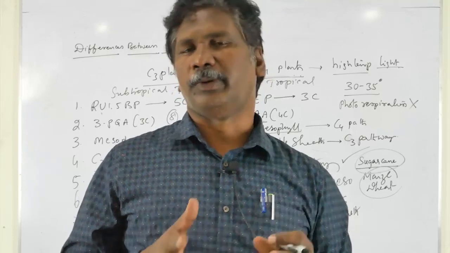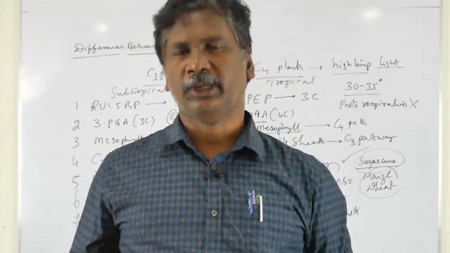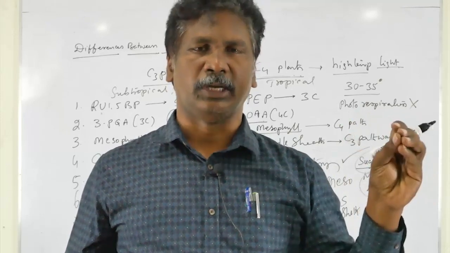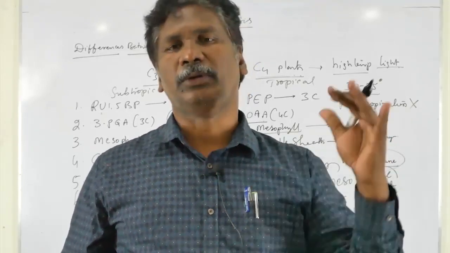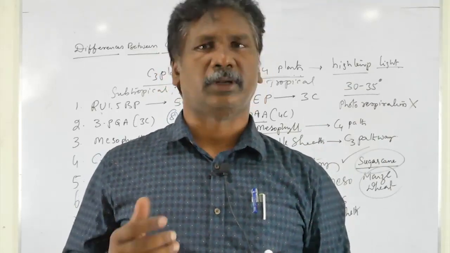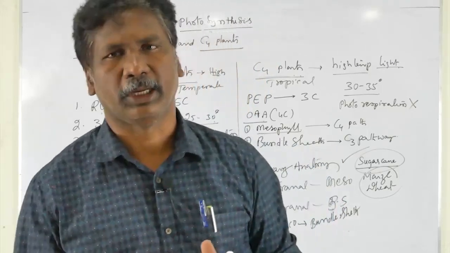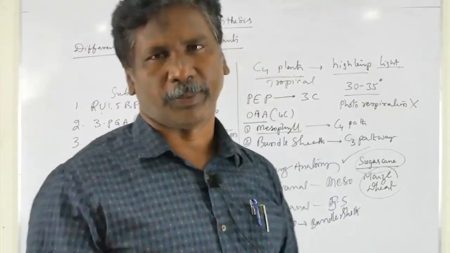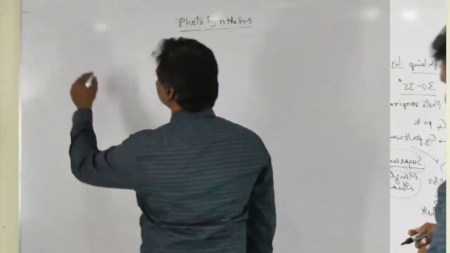So the optimum temperature for the C3 plants is 25 to 30 degrees only, but the optimum temperature for the C4 plants is 30 to 35 degrees. And those C4 plants are more active in high temperature. Okay, next we are going to another topic, that is photorespiration.